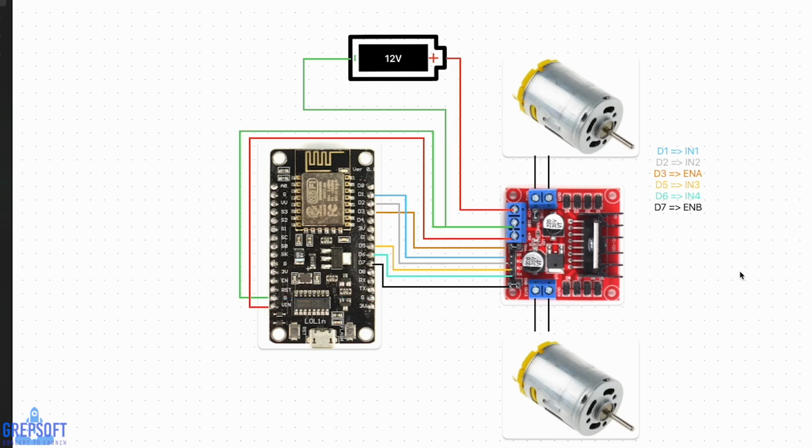Now that that's done, the rest is basically just connecting these pins. I have labeled them here. So D1 goes to IN1, so D1 right here, and this one goes to IN1 right here. One thing you can see is that for the D3, right?